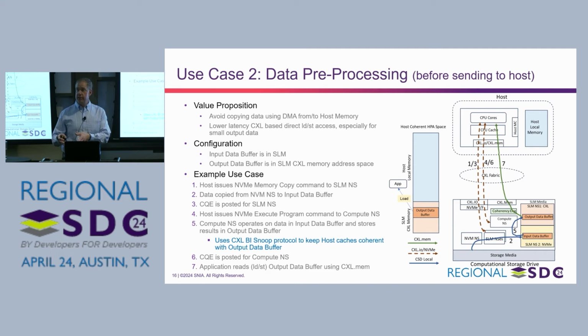Since the output buffer is in the portion of the SLM namespace that is CXL addressable, it has to make sure that there isn't any residual in the host. It has to do a back invalidate up into the host to ensure that there's nothing up there that would get out of sync. Writes the data, and when that execute program command completes, at that point the host can simply come and do a read of the output buffer because it's an extension of its own memory. It can just do a load operation directly from there without having to move it.